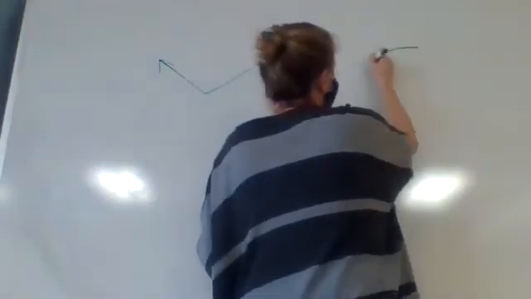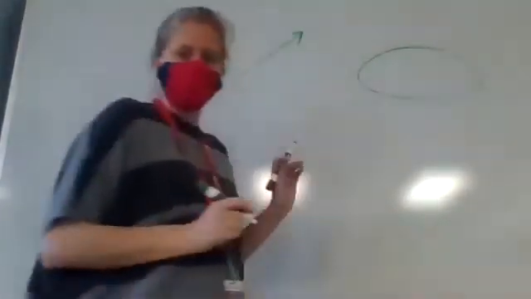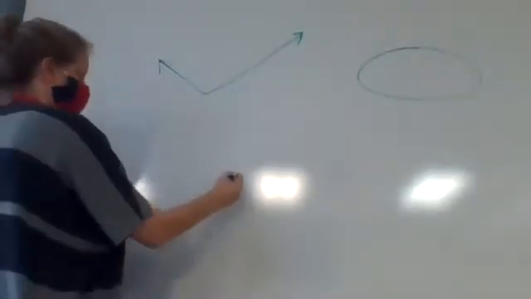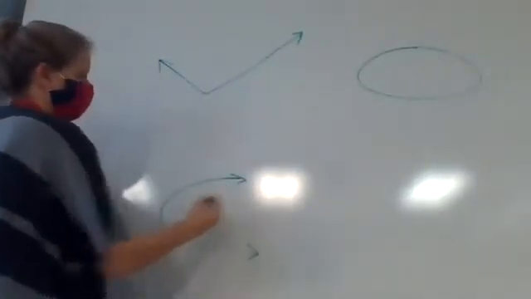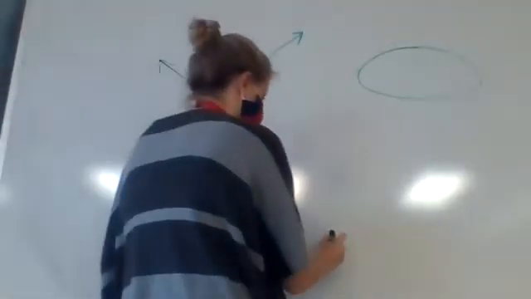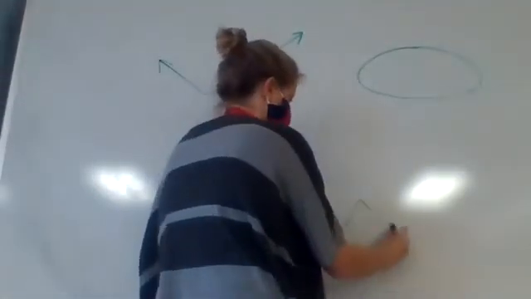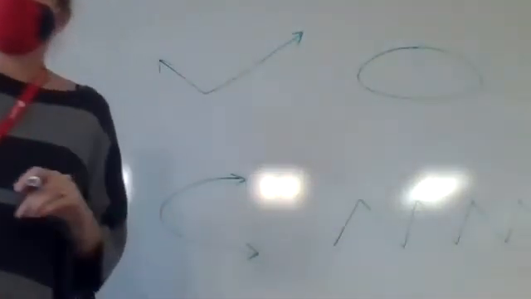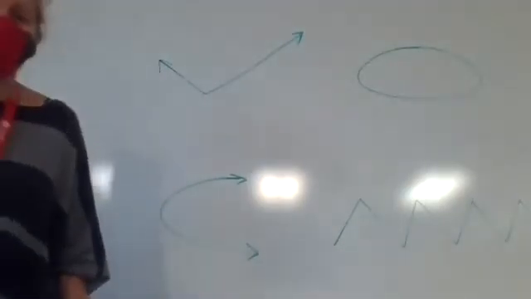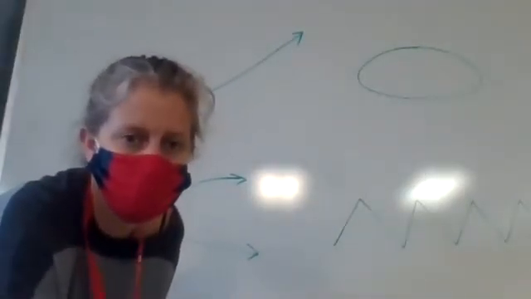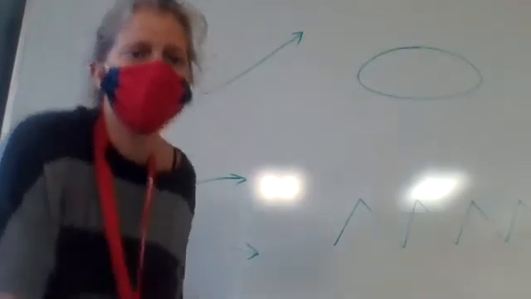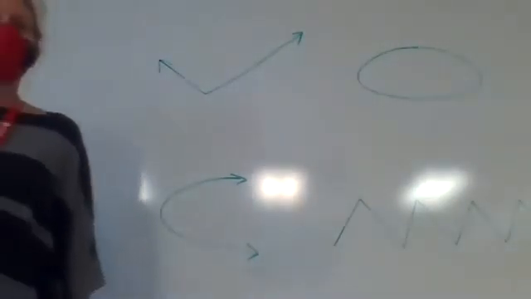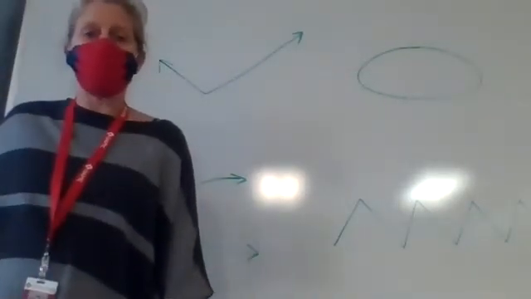16 is an oval. 17 is shaped like that, and 18 is like that. So what it wants me to do is for each one of these to determine whether or not that graph or that relationship is a function.